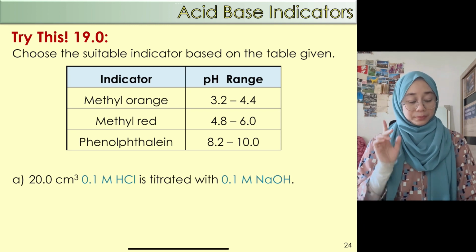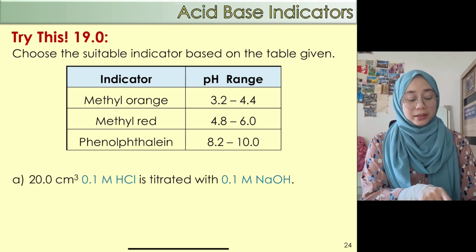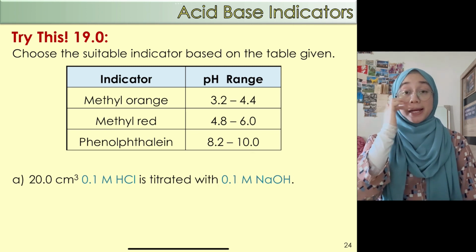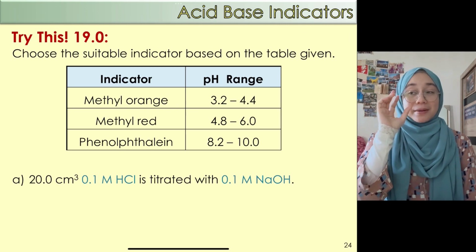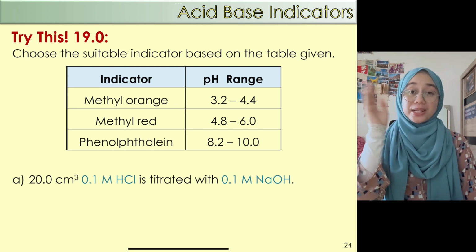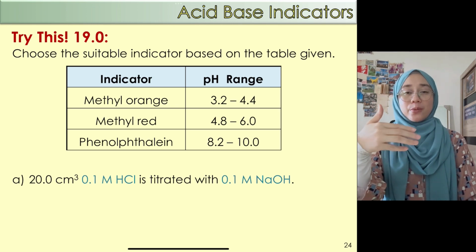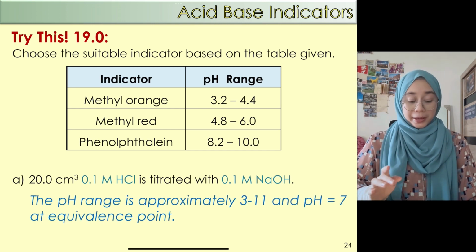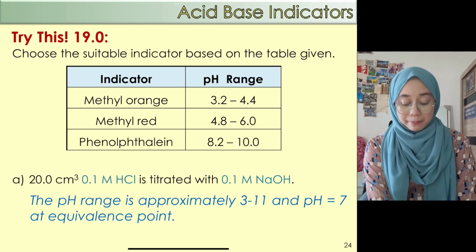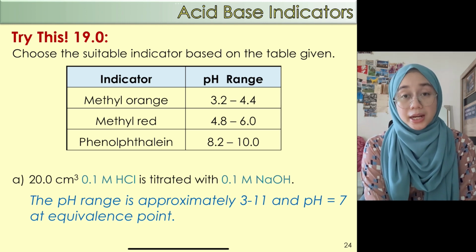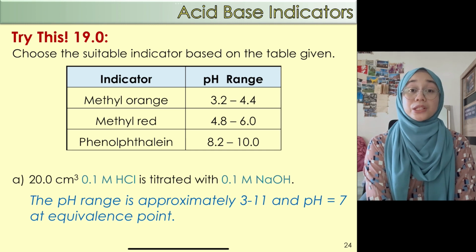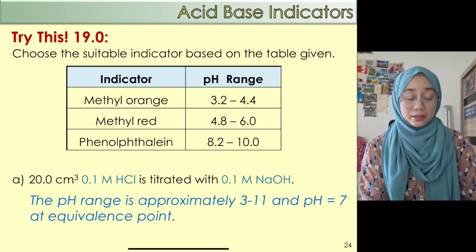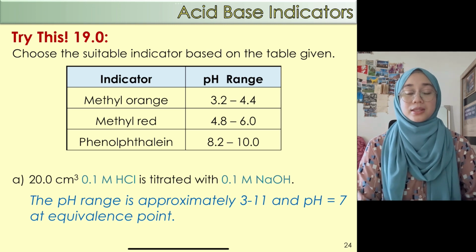Okay, so 20 cm cube of 0.1 molar HCl is saturated with 0.1 molar NaOH. So what do you need to make sure of here? We need to determine whether this reaction is between strong or weak acid and base. I think this one is very easy. We can see that this is the reaction between strong acid and strong base. So the pH range is approximately between 3 to 11 and the pH at the equivalence point is 7. Okay, so which of the following indicators are suitable to be used for this type of titration then?